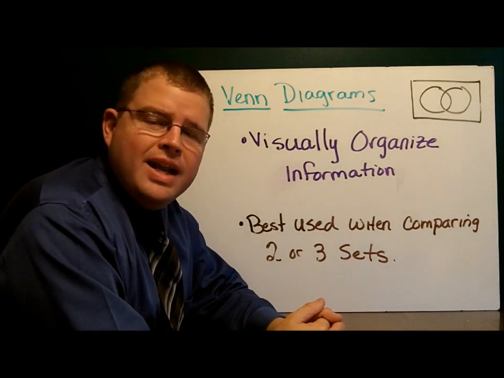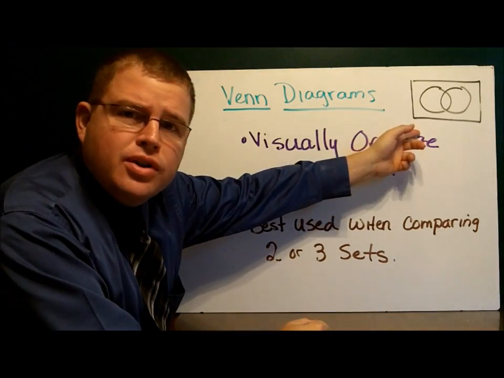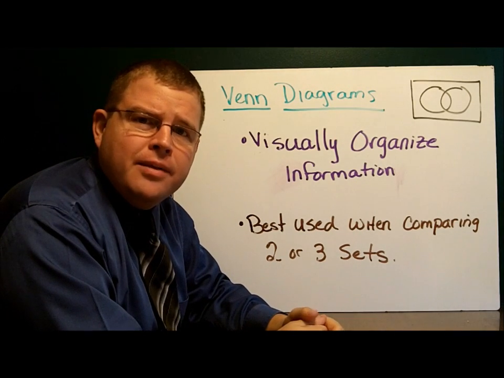We're going to take a look at Venn diagrams. Venn diagrams look like this. It's a box with a couple of circles in it. And they're very useful for sorting and organizing information.